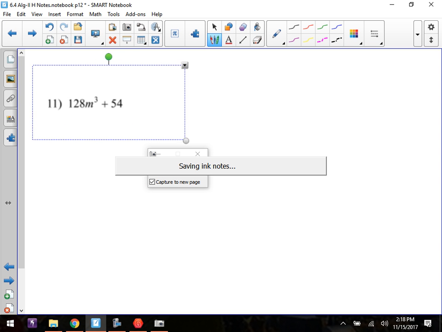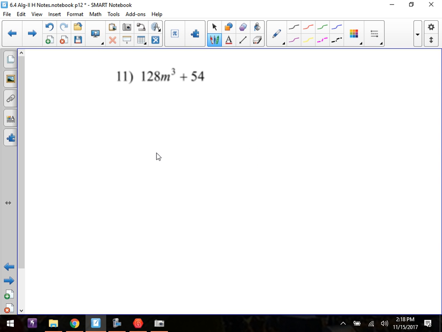12 I think is a little bit easier. When I'm looking at 11, you automatically think to yourself, all right, GCF, oh, it's got to be 54. No, it doesn't work that way. What you can take out of here is just a 2. Okay? You get 64x cubed plus 27.